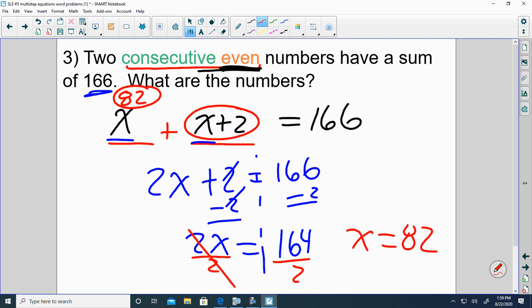What's this number got to be then? What happens if I add 2 to 82? Yeah, you get to 84. And if I add 82 and 84 together, they equal 166. 82 and 84 are consecutive even numbers to each other because 84 is the next closest even number to 82. And this would be the same thing if it said odd as well.